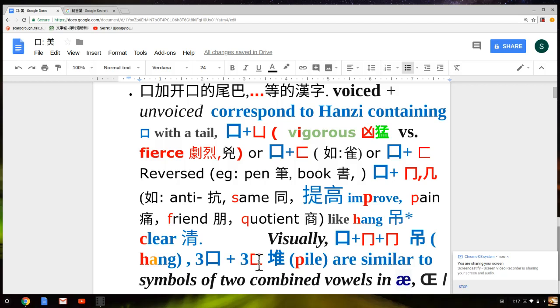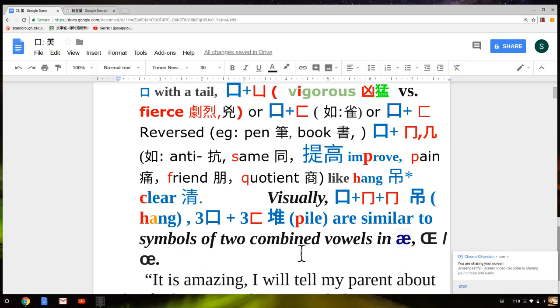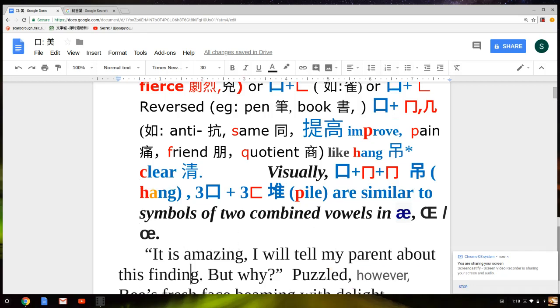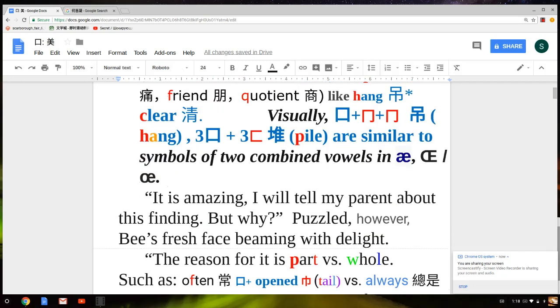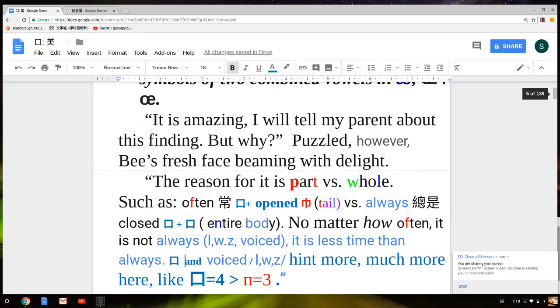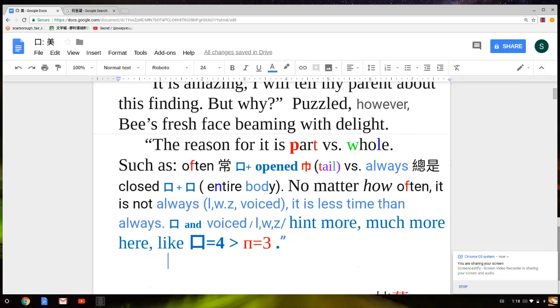Plus three varied P, like an opening here, is pile. Dui are similar to the symbol of two combined vowels in A and this. It is amazing. I will tell my parents about this finding, why puzzled.